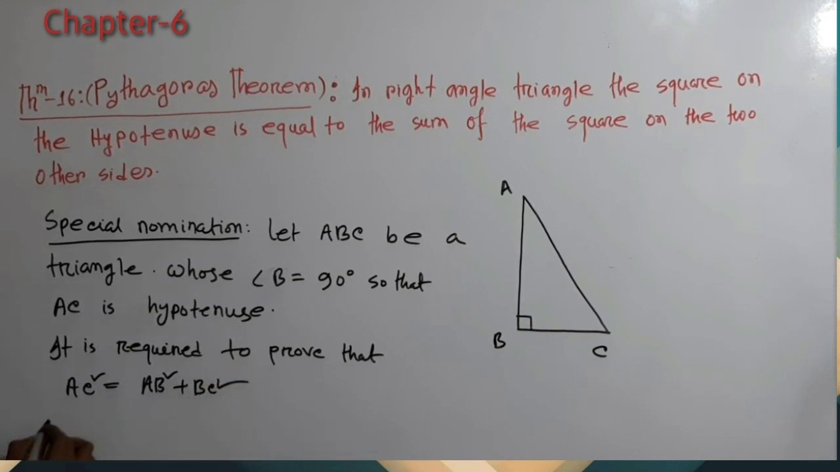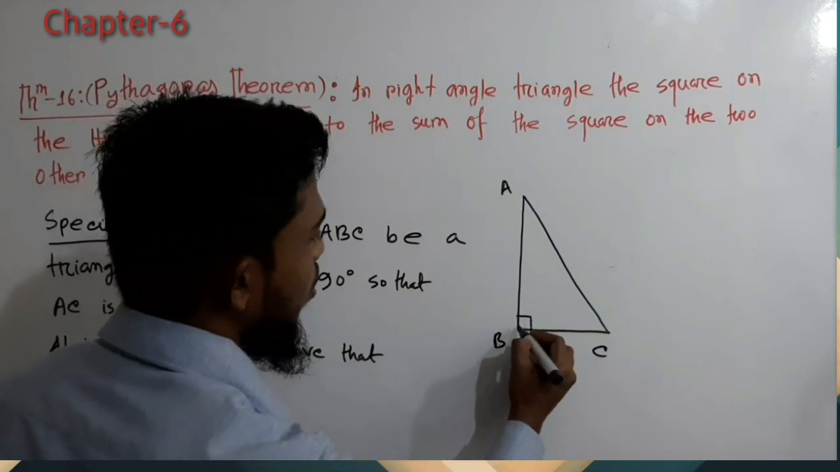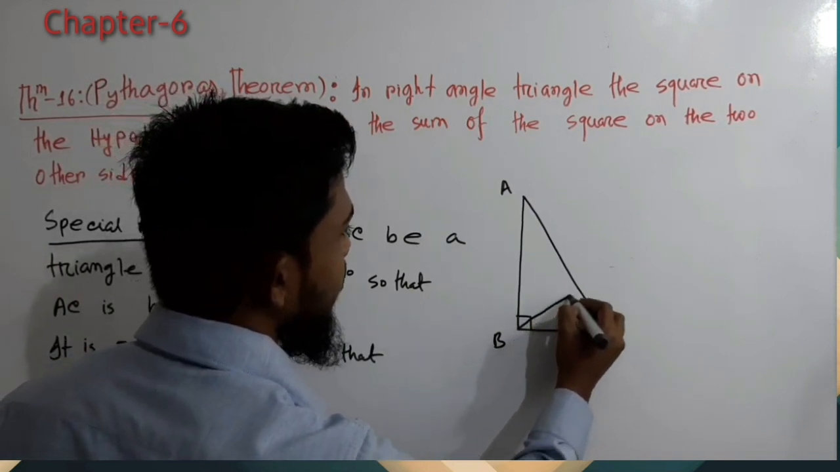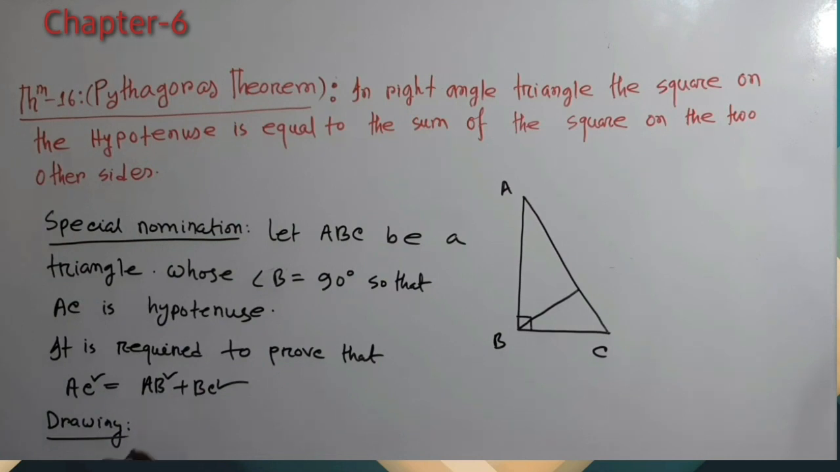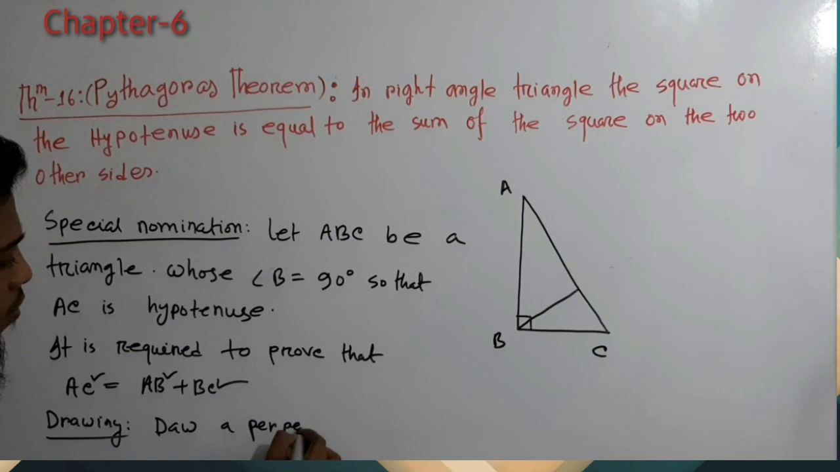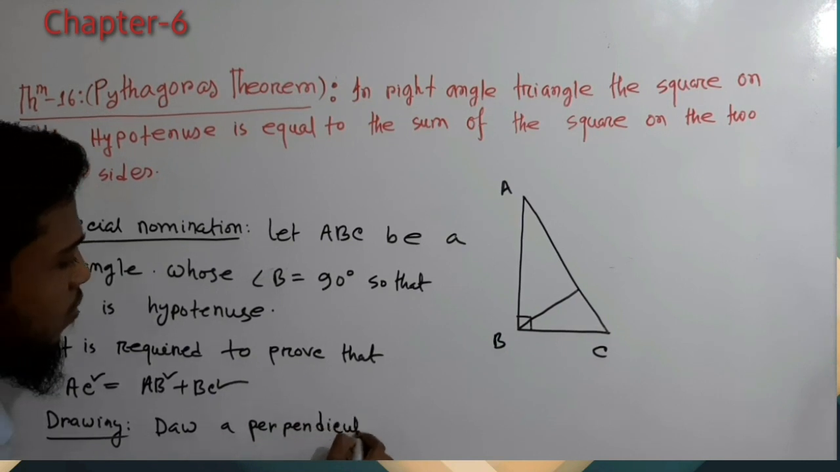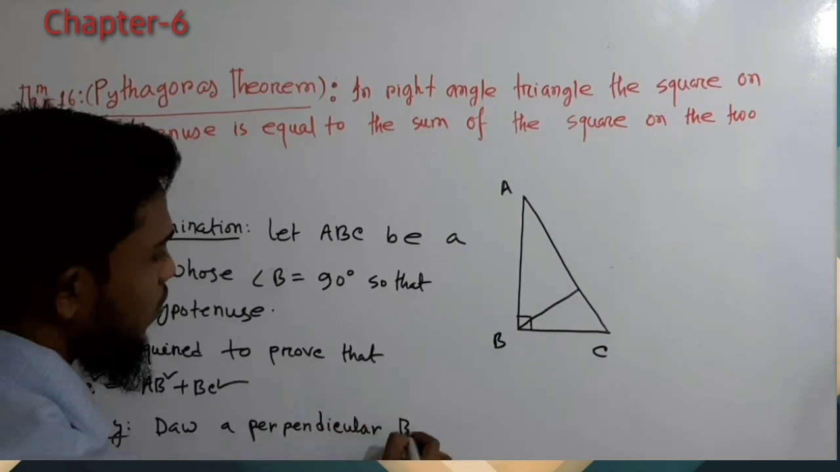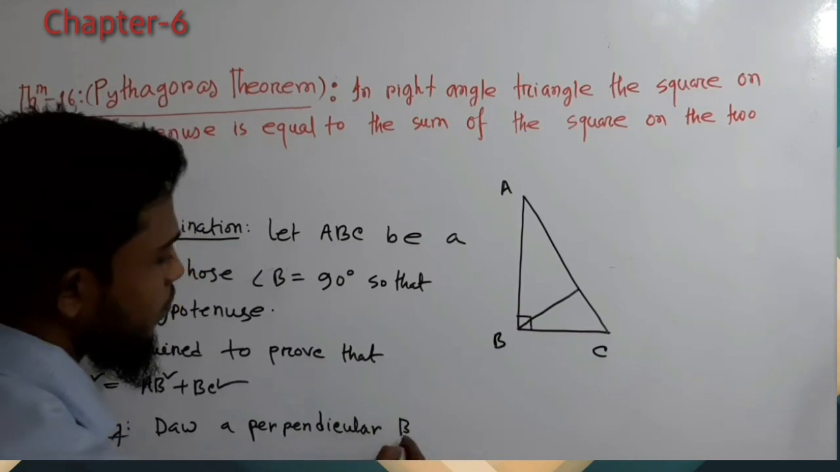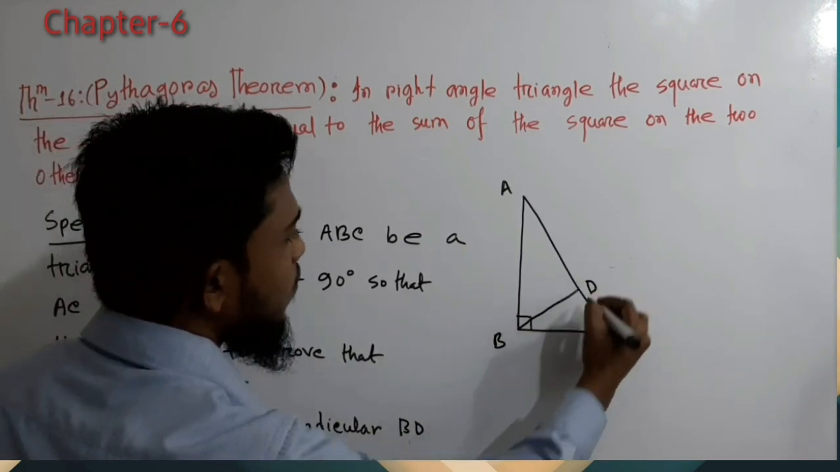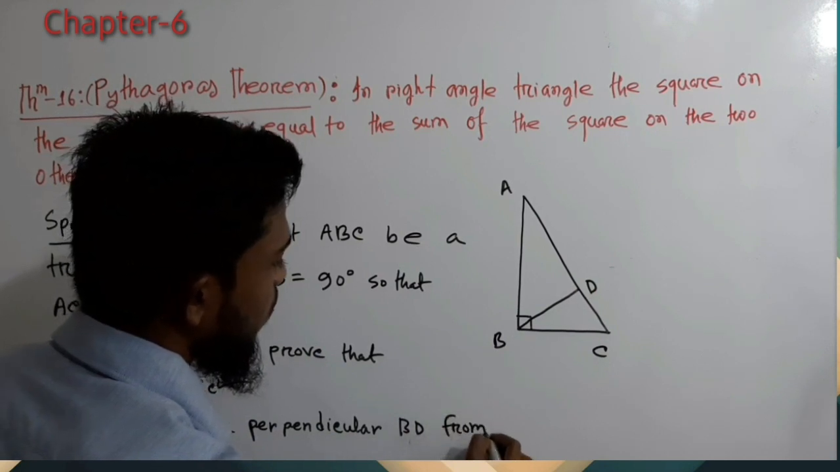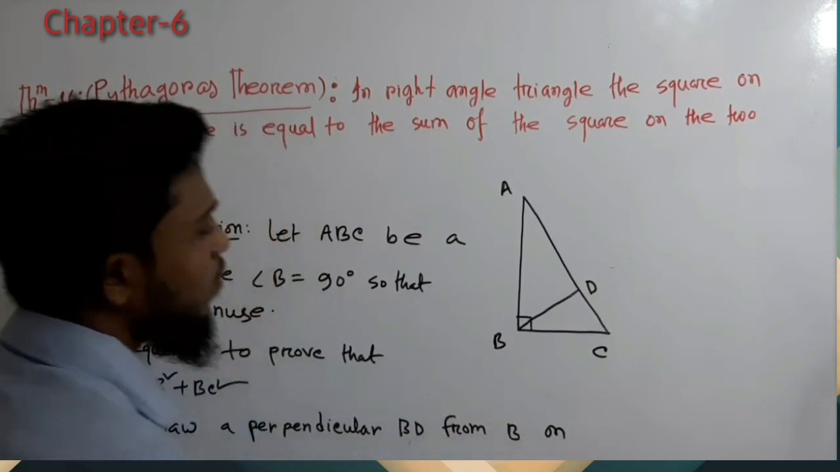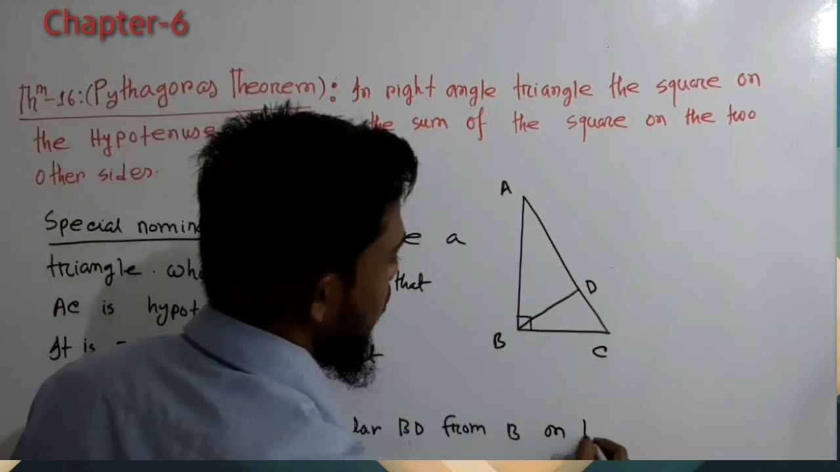Our drawing part: draw perpendicular BD from B. Draw a perpendicular BD from B on the hypotenuse AC.